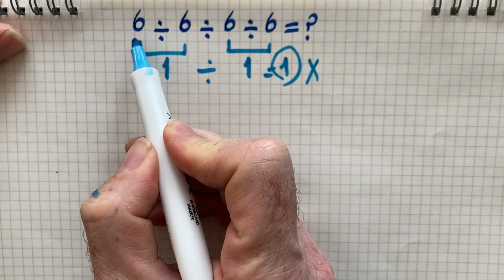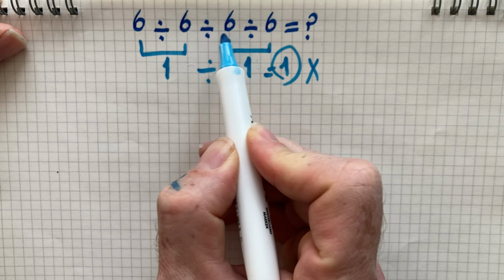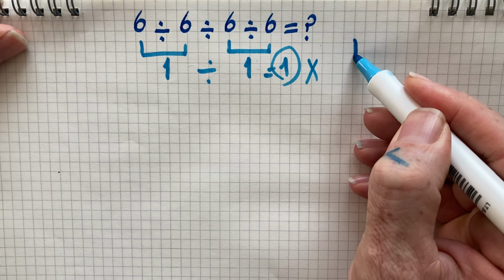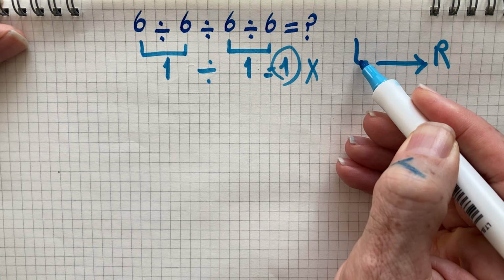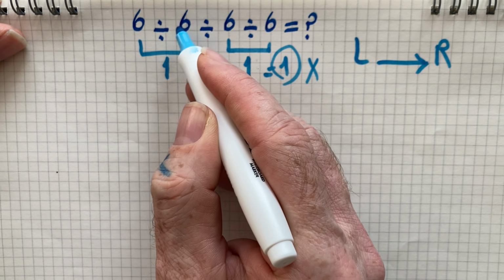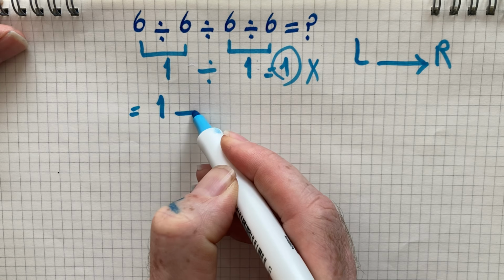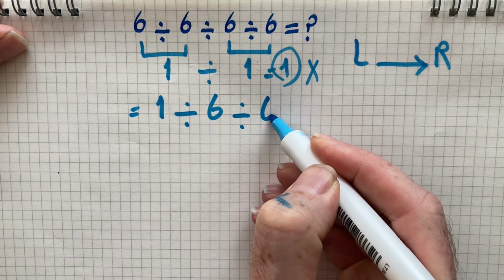Why? According to the order of operations, when you have more than one division in one equation, you need to start your work from left and go to the right. So start with the left one, this one. 6 divided by 6 is going to be 1, right? Then divided by this 6.